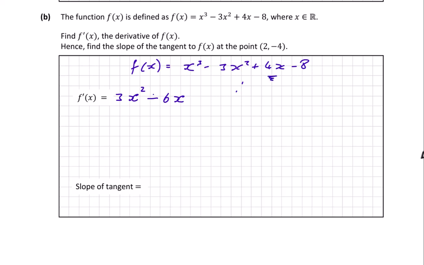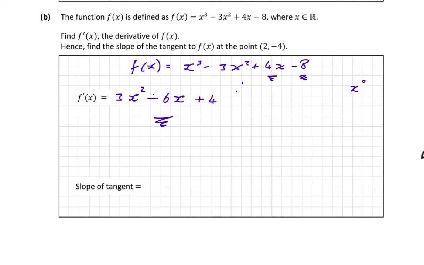With the 4x then, the x is to the power of 1. Take the 1, bring it down, multiply it by the 4. So that'll give you 4. Reduce the power by 1 will actually give you x to the power of 0, which is just 1. So 1 times 4 is 4. If you differentiate a constant, the minus 8 there, you'll just get 0. So this is what you get when you differentiate the function.